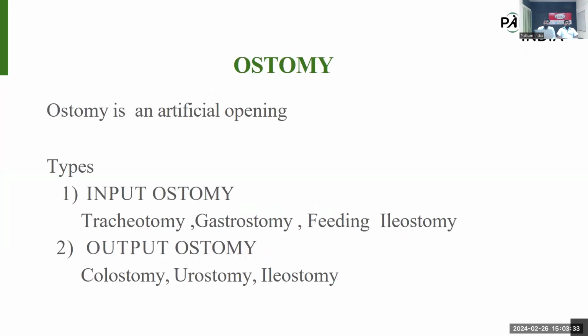So mainly the ostomies are of two types, input ostomy and output ostomy. Input ostomy means, as I said, the body needs to get something from the environment for the mechanism. For example, tracheostomy, gastrostomy, feeding jejunostomy. Output ostomy means after the body mechanism, some things need to be excreted as waste material from the body to the environment. So this includes colostomy, urostomy, and ileostomy.